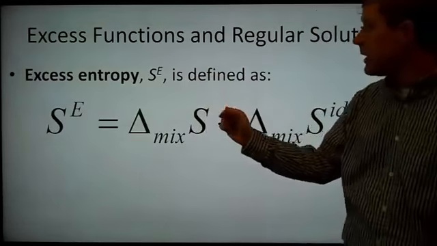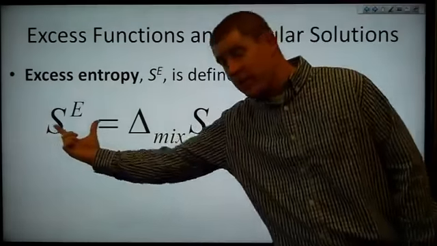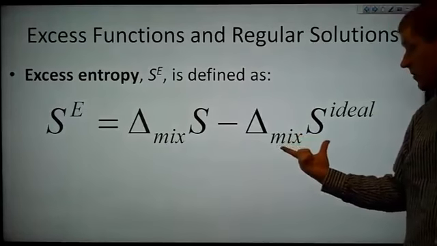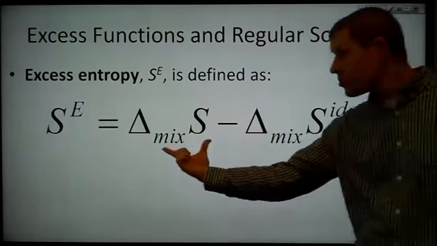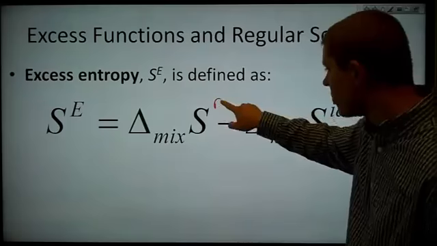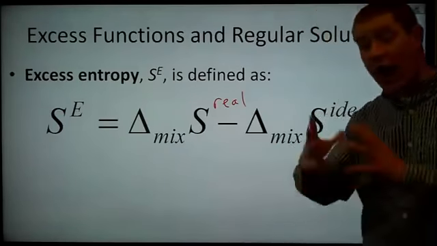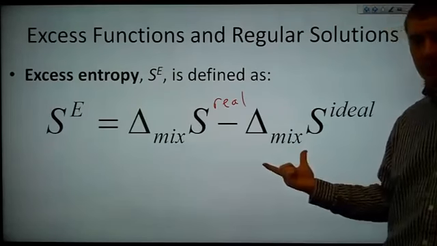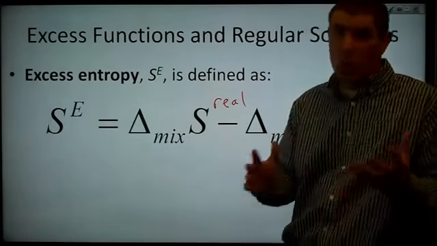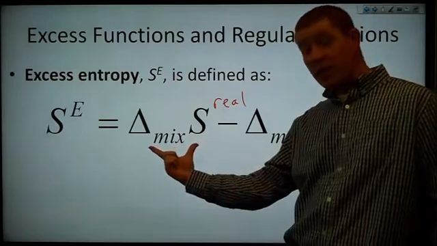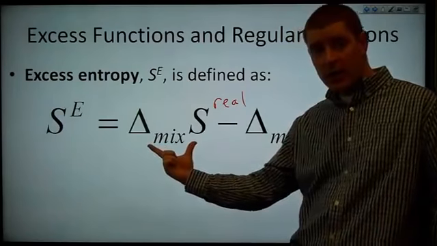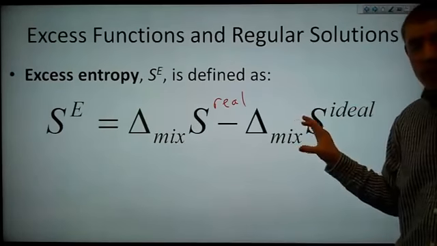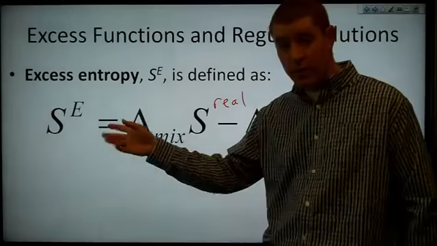So the excess entropy is defined like this. The excess entropy is the entropy of mixing minus the entropy of mixing for the ideal solution. So this is the entropy of mixing of our real solution. Maybe I should write in real. This is the entropy of mixing for our actual solution minus the entropy of mixing for our ideal solution, what we expected the entropy of mixing to be. So if our solution is in fact ideal, or really close to it, then the actual value that we get is the same as our ideal value. So the difference there is 0.